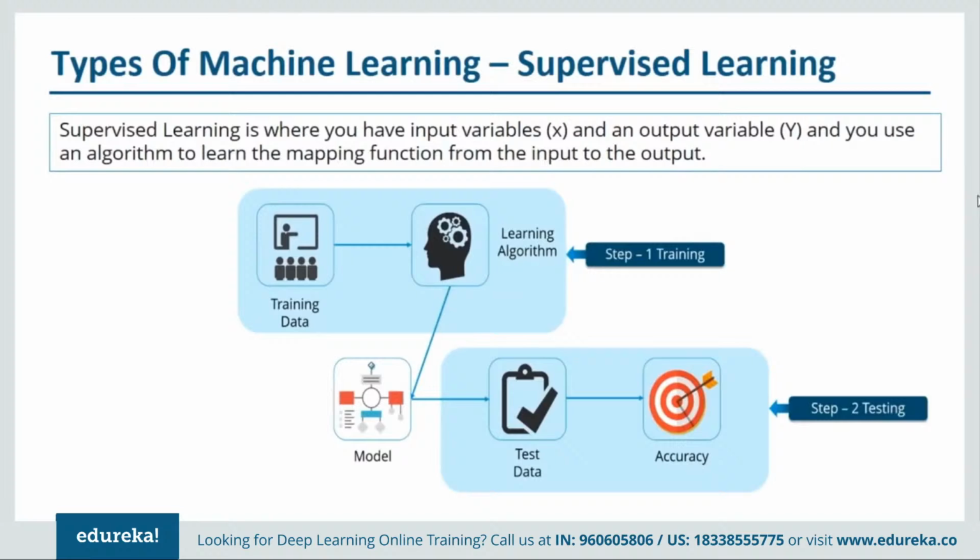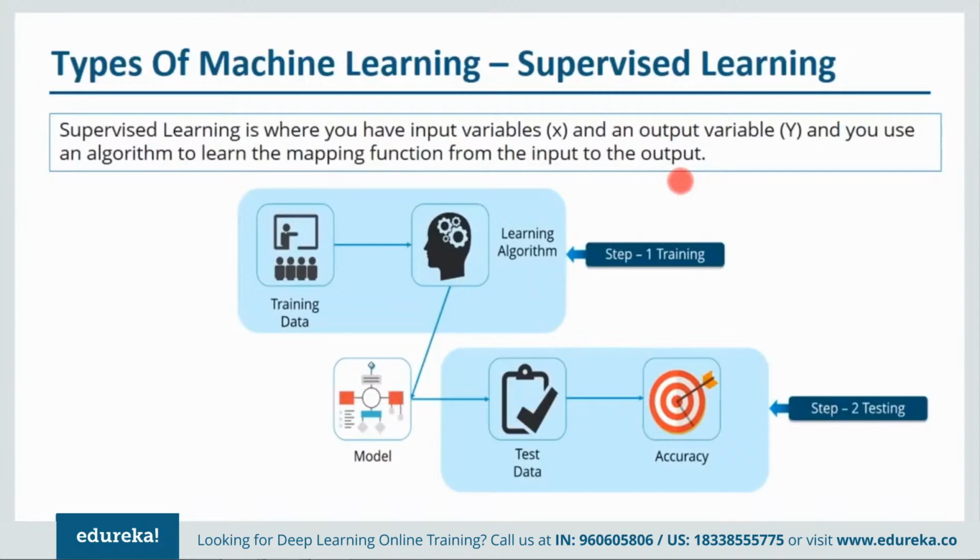So the first type is called supervised learning. Now in supervised learning, you have input variables X and an output variable Y, and you can use an algorithm to learn the mapping function from the input to the output. Now let me simplify it for you. In supervised learning, the data that you have already contains the classification. Let me talk about the previous example itself. From our data set, we knew that if we have this width and this length of our sepal and petal, that will be the species of flower. So the classifications are already defined. So that will be under supervised learning.